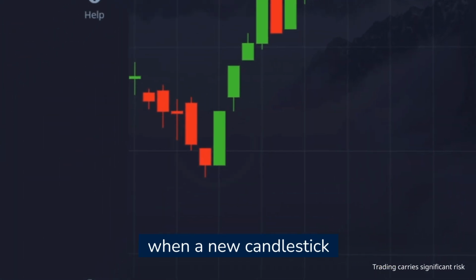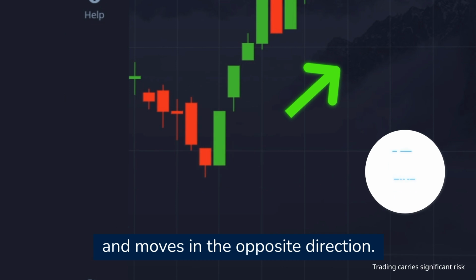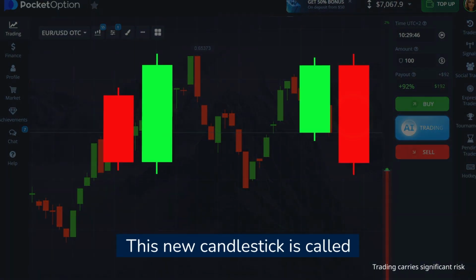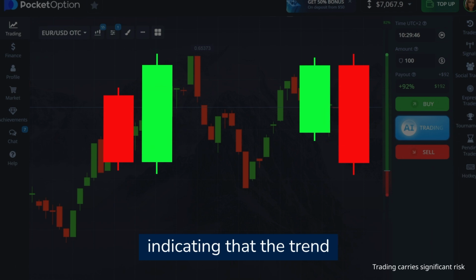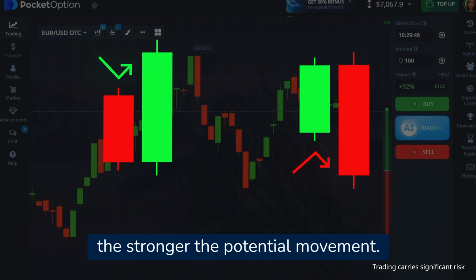The pattern occurs when a new candlestick has a larger body than the previous one and moves in the opposite direction. This new candlestick is called an engulfing candlestick, indicating that the trend may be about to change. The larger the engulfing candlestick, the stronger the potential movement.